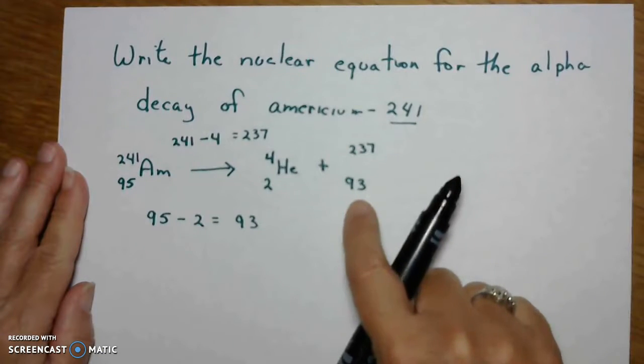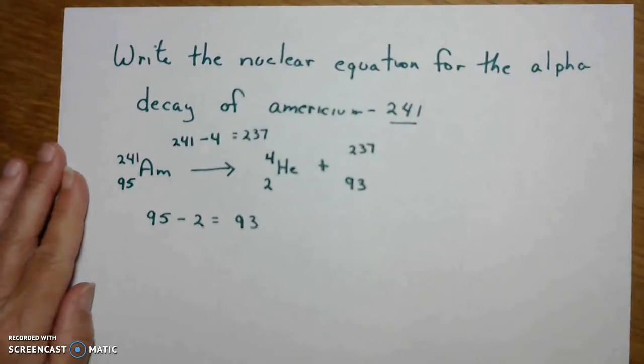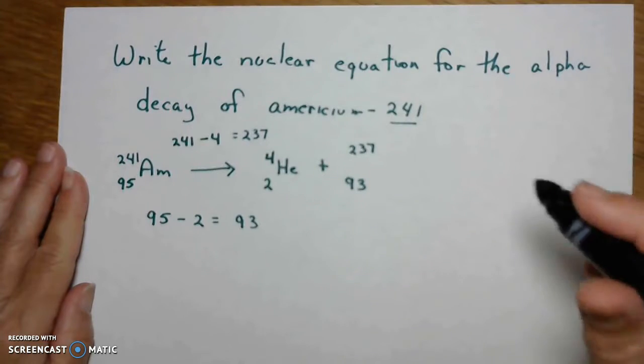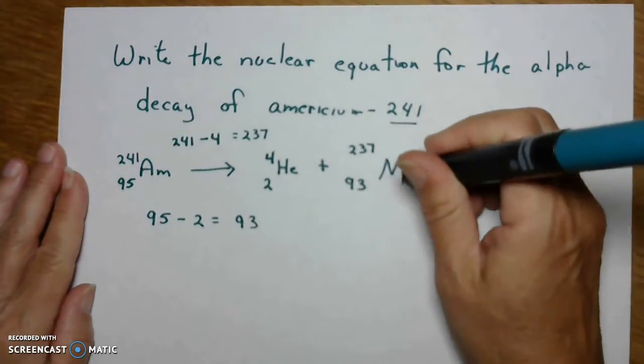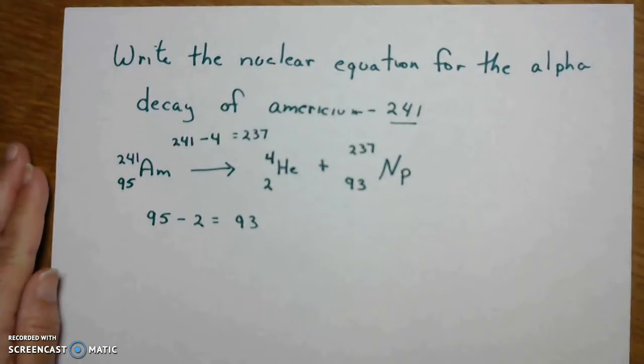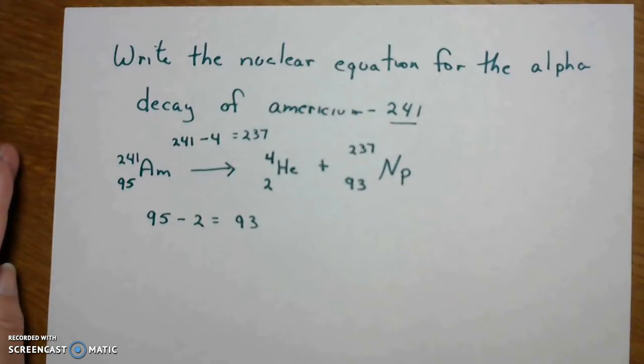Now, the last thing we need to do is look on the periodic table and see which element has an atomic number of 93. When we do that, it's neptunium. And we've written the nuclear equation for the alpha decay of americium.